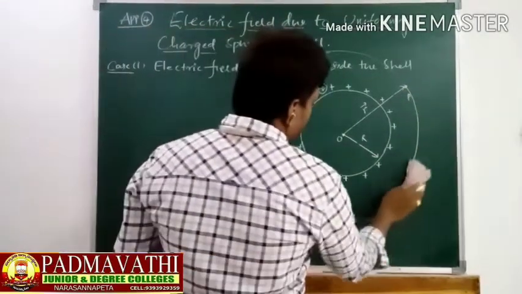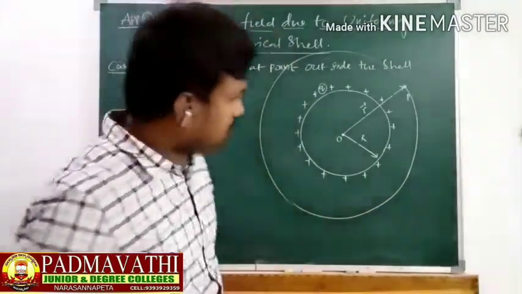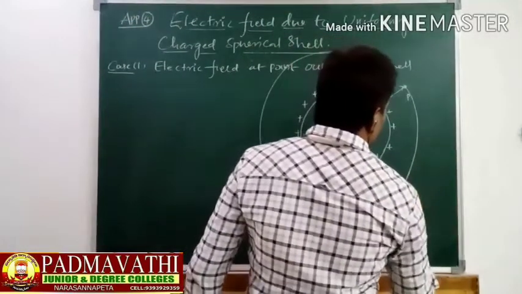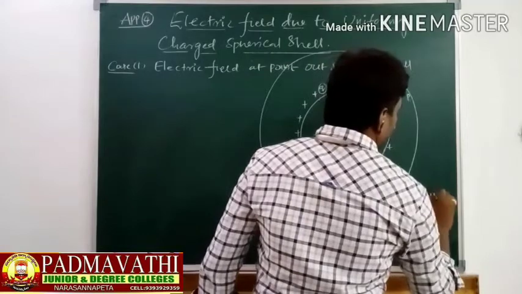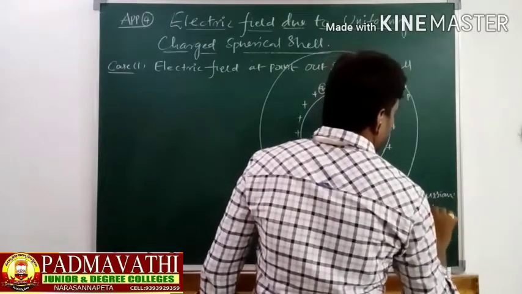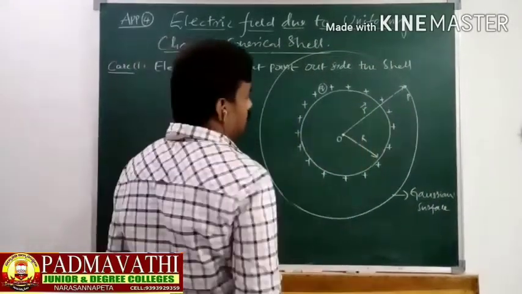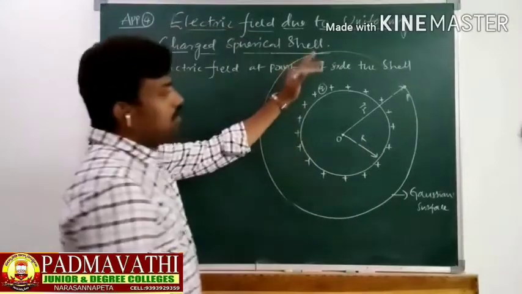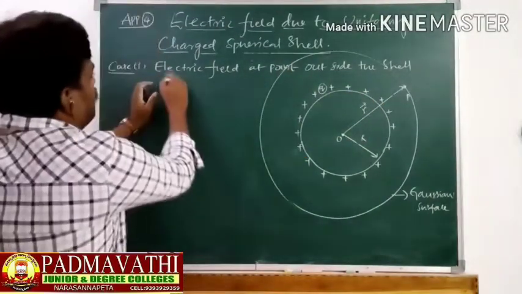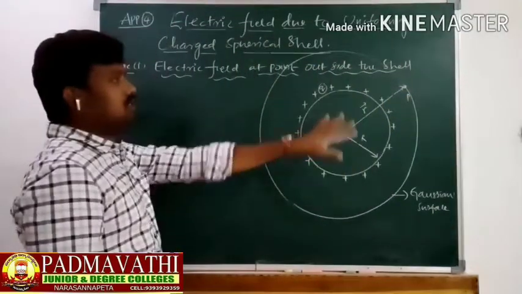Okay, so this is the Gaussian surface, a spherical surface here, and this Gaussian surface, this is a Gaussian surface with a smaller radius. And now with the help of this surface only, we are able to determine the electric field at a point outside the shell. P is a point which is outside the shell.